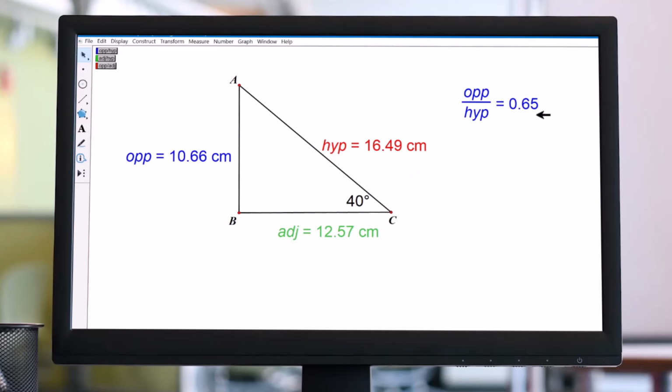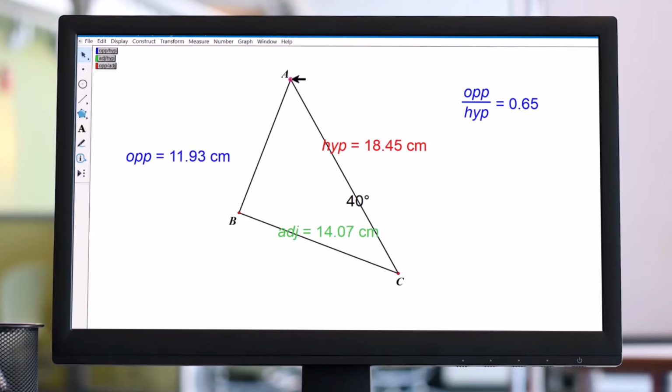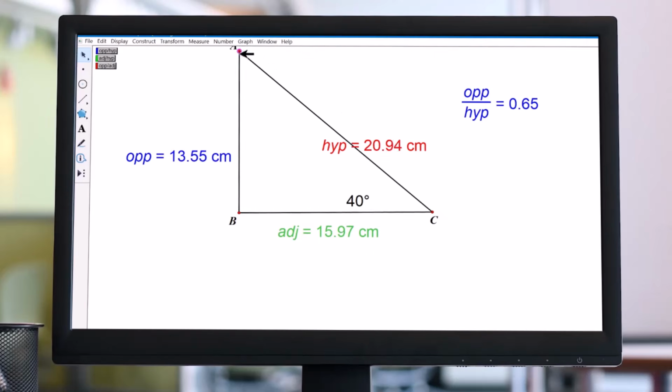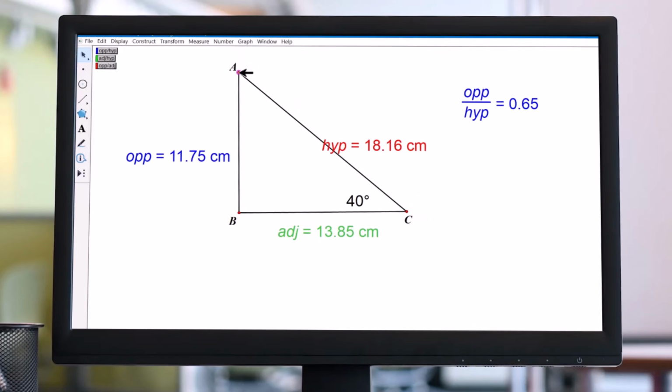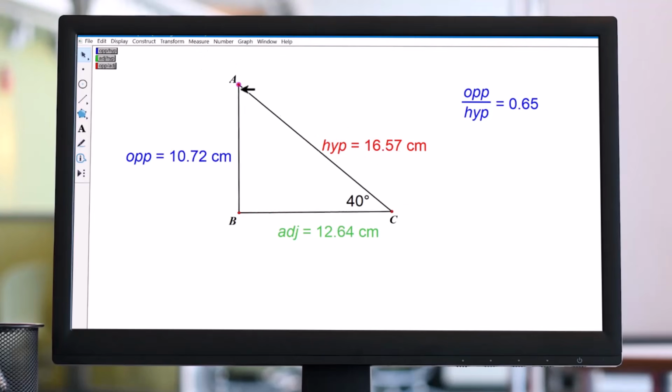Right now it's 0.65. But if I leave the angle the same and don't change it and just change the size of the triangle, it's much smaller, but look at the ratio. It's still 0.65 when you divide the opposite side by the hypotenuse. Same thing is true if I make it really big, and even if I change the orientation, that 40-degree angle is still the acute angle at C. The side lengths change. That ratio does not change.